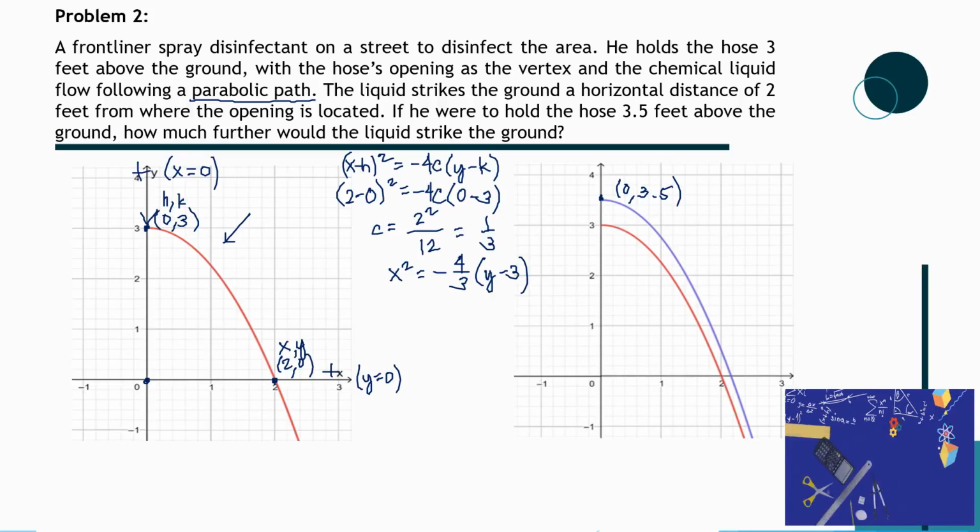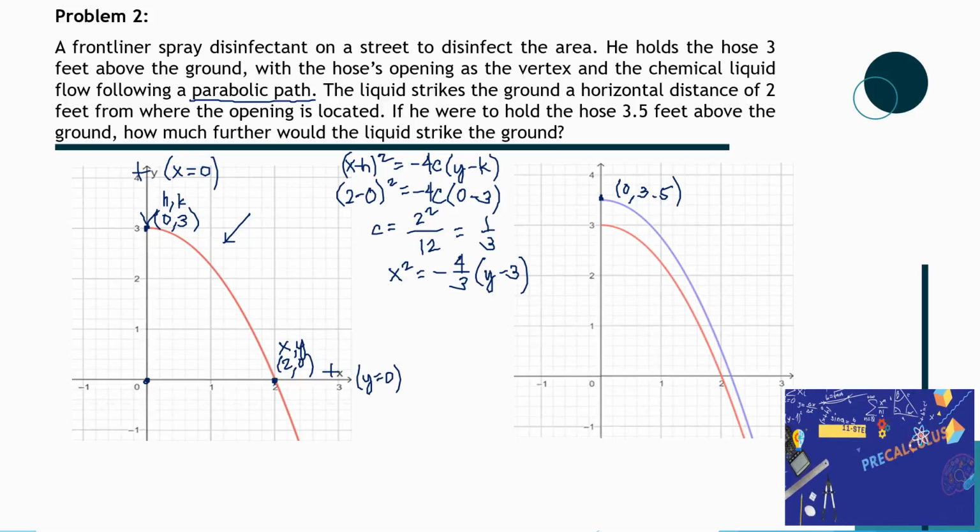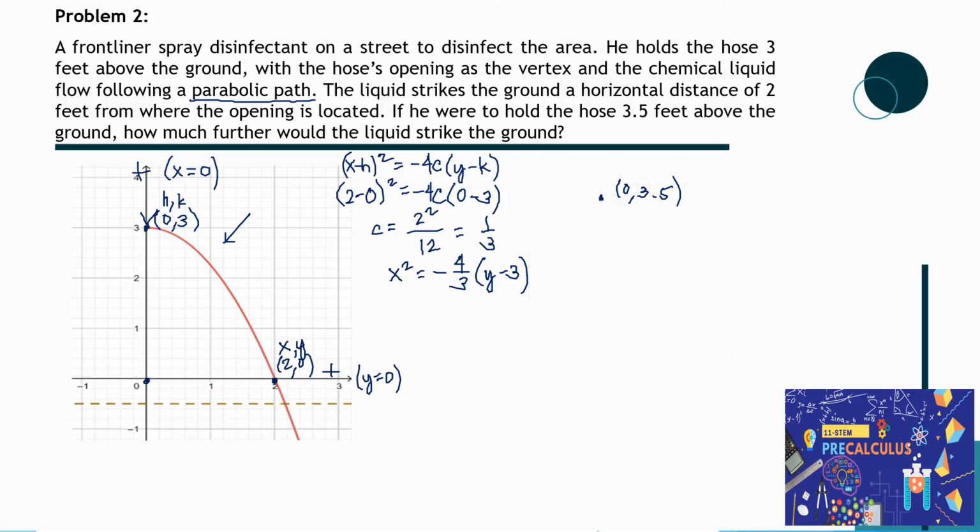Or we use again the same old parabola where the vertex remains at (0, 3), but the line that represents the ground will be shifted to y equals negative 0.5. Since the liquid will now strike at 3.5 feet above the ground, so overall, this must be 3.5. So we just need an additional 0.5 here, and the initial height of 3 feet.